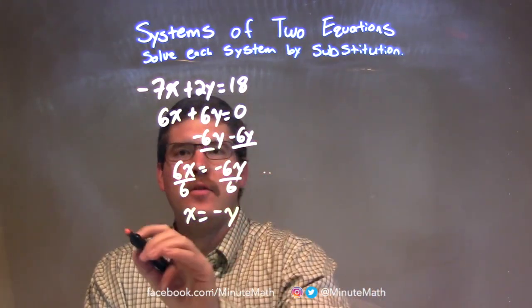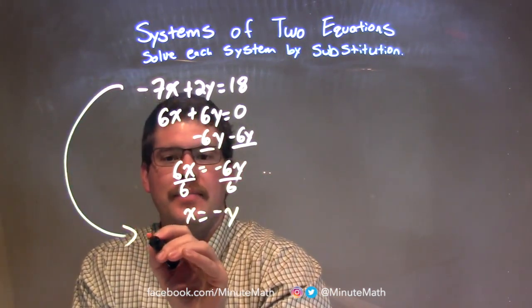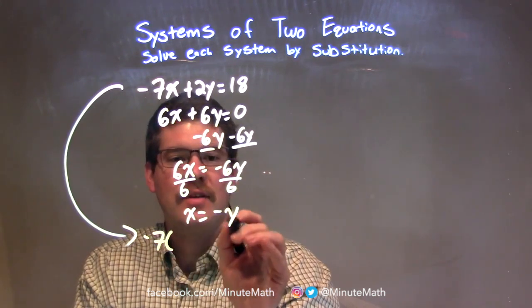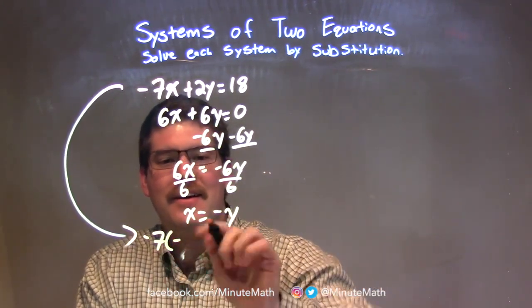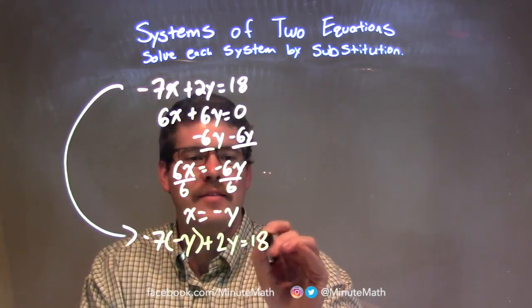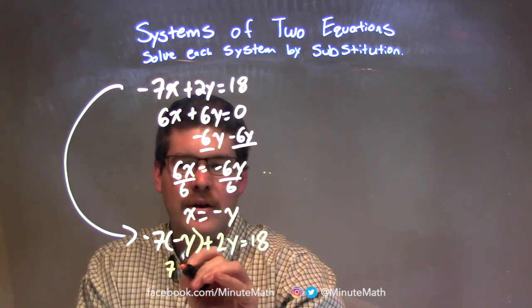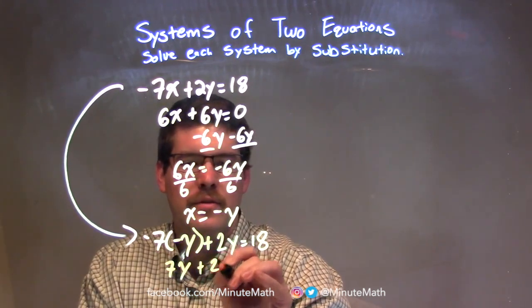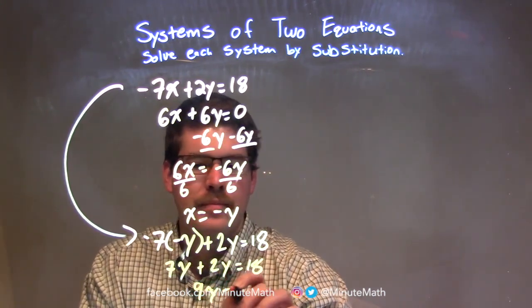Okay? So our first equation, let's go rewrite it right here. I'm going to bring it down now. I took a lot of space, but it's okay. Negative 7, and instead of x, I'm putting a negative y in, plus 2y equals 18. All right, negative 7 times a negative y is positive 7y, right? Negative times a negative is positive, plus 2y equals 18. 7y plus 2y is 9y.